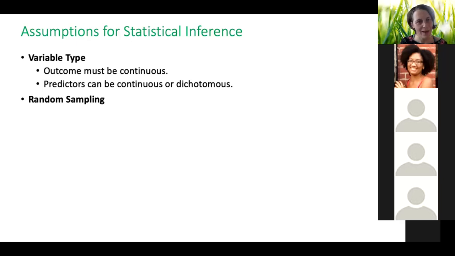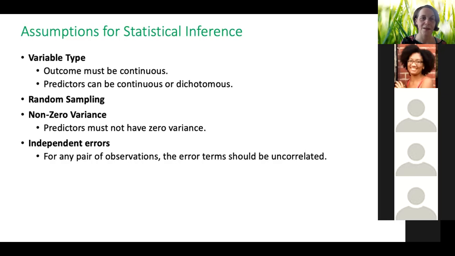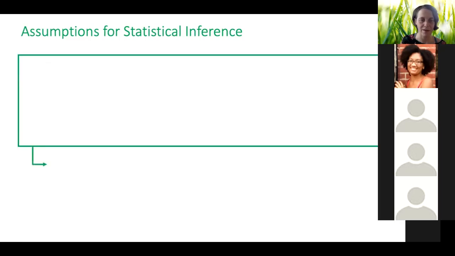And of course, for inferential statistics in general, for any statistical test, we have to assume random sampling, right? Otherwise our results are invalid. Our predictors must have non-zero variance, otherwise we cannot fit a model. And it's always a must as well that our error terms need to be independent. For any pair of observations, the error terms should be uncorrelated. We have talked about this idea of independent errors, independent observations.